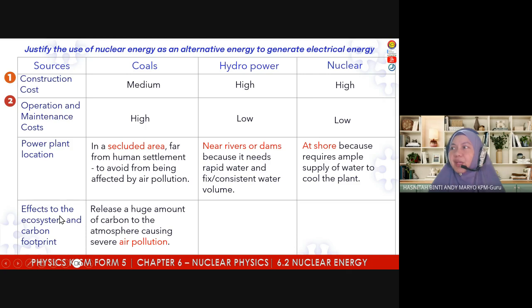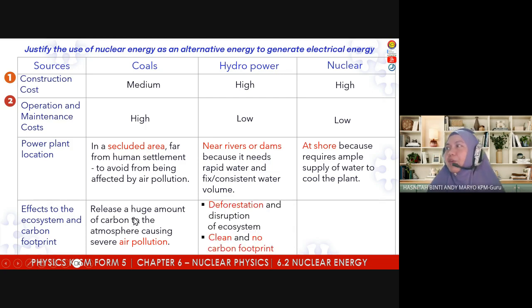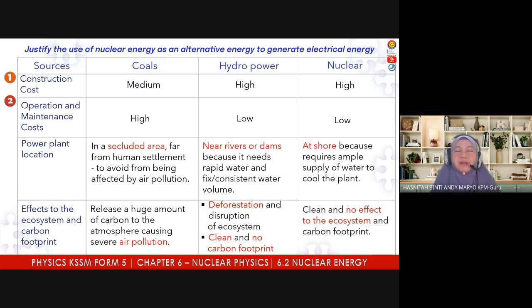And the effect on the ecosystem: coal produces a lot of air pollution. It causes a lot of carbon footprint. While hydropower will cause deforestation. You need to chop down trees to build the dam and the reactor as well. But it is clean and has no carbon footprint. Carbon footprint means it releases less carbon dioxide to the atmosphere. And nuclear energy produces very clean and green energy. Clean and no effect on the ecosystem.